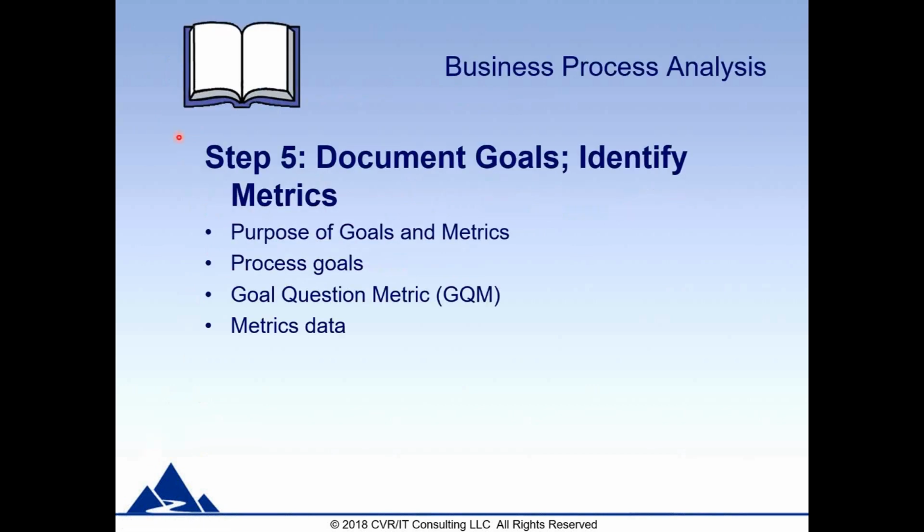All right. Let's document goals and identify metrics. The purpose of this section is to get a quick introduction to this little piece of work that we do. It's actually central to the work of process analysis. It's the definition of goals and identification of metrics, so that we're able to determine how effective a process is and whether it actually needs repair or replacement.